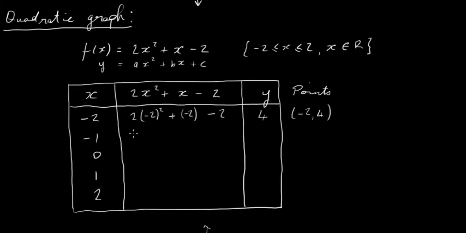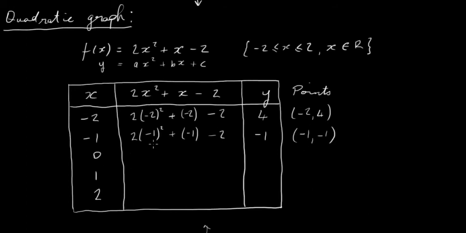Let's put in -1 now. So we're going to do 2, we're going to put in a -1, we're going to square it, plus x, so it's plus -1, minus 2. So let's try that then. Well, -1 squared is 1. 1 times 2 is 2. Plus -1 is 1. 1 minus 2 is -1. So this point is x value -1, y value -1. So now we have 2 points.